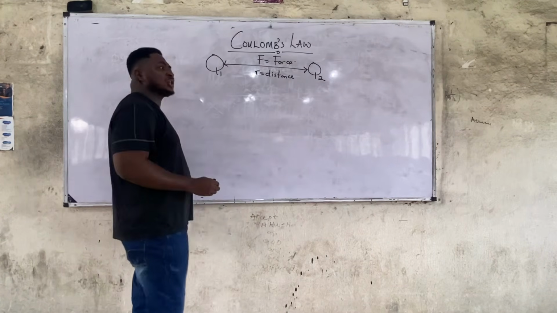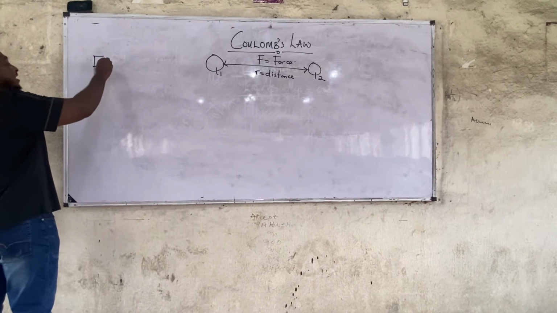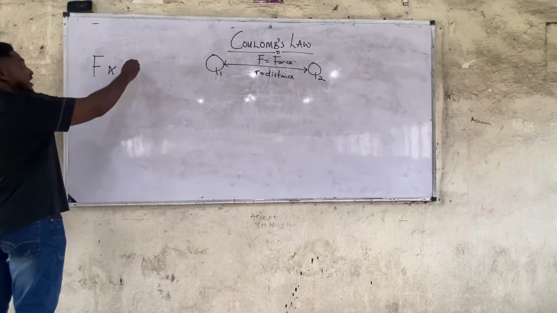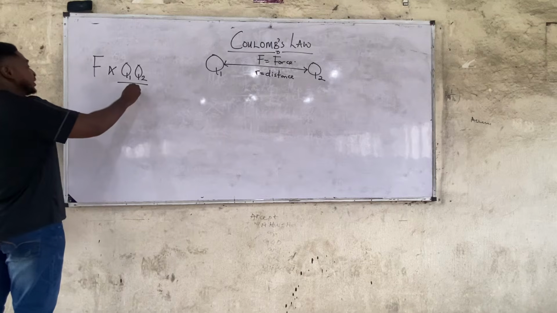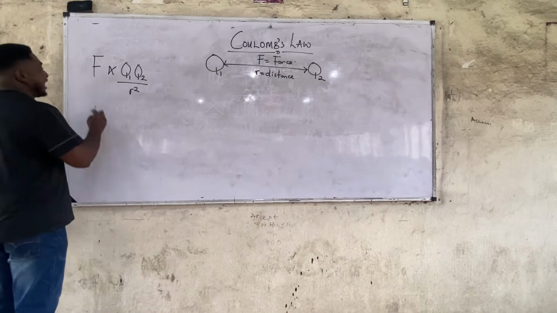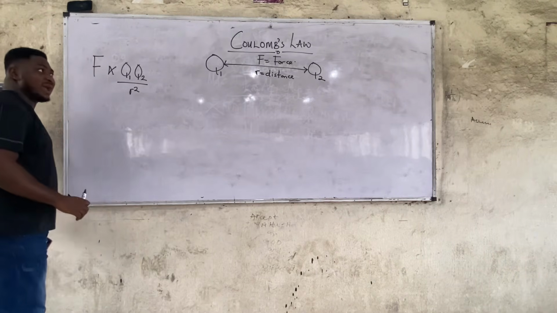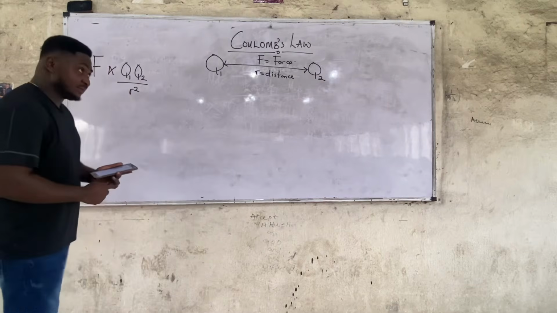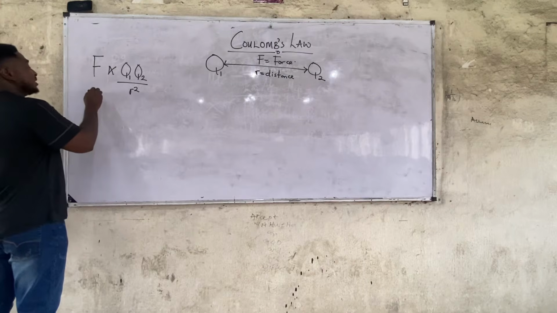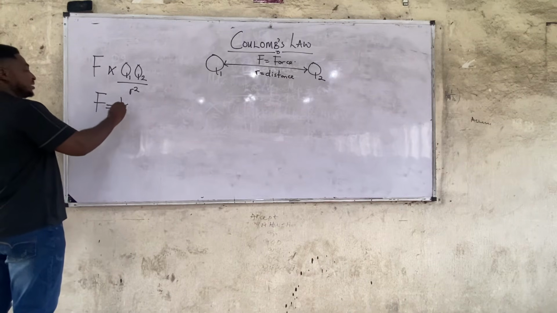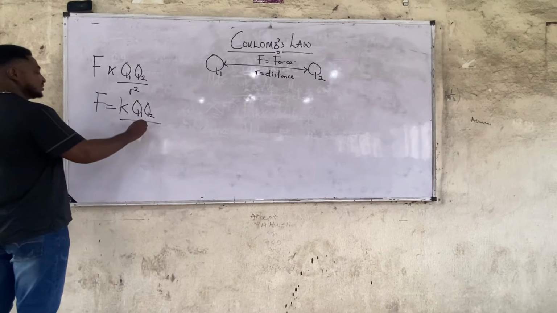Class, Coulomb's law explains the relationship between the force between two point charges, F, telling us that it is directly proportional to the product of the charges Q1, the first charge, and Q2, the second, and inversely proportional to the square of the distance between them. So according to Coulomb's law, F is proportional to Q1 Q2 all over R squared, where R represents the distance and F represents the force. Class, a constant must come in anytime you have a proportionality sign. That constant is known as Coulomb's constant K. So F equals K Q1 Q2 all over R squared.